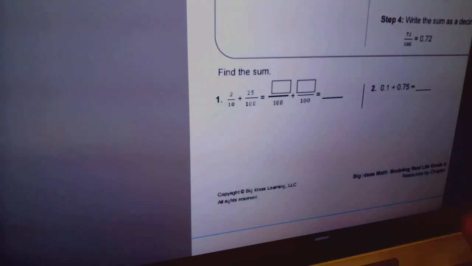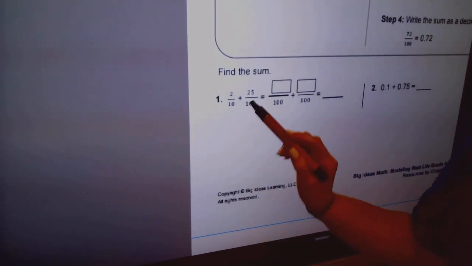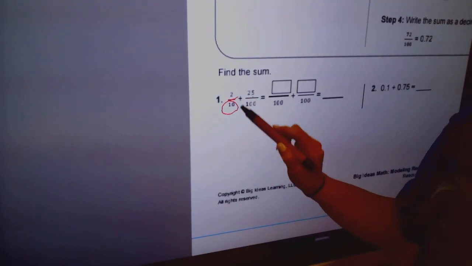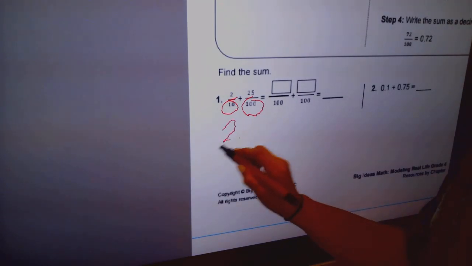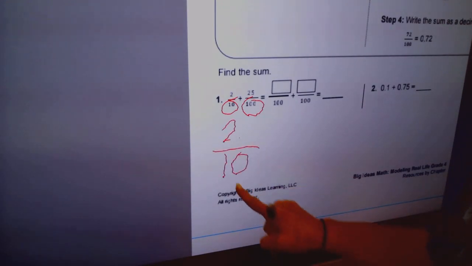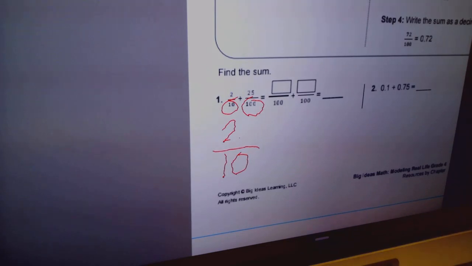Okay, so 2/10 plus 25 hundredths. Now, do we have the same denominator? No. 10 and 100 are different. So I have to rewrite the tenth as hundredths. They both need to have the same denominator. All right? Denominator is the number in the bottom. They have to have the same.